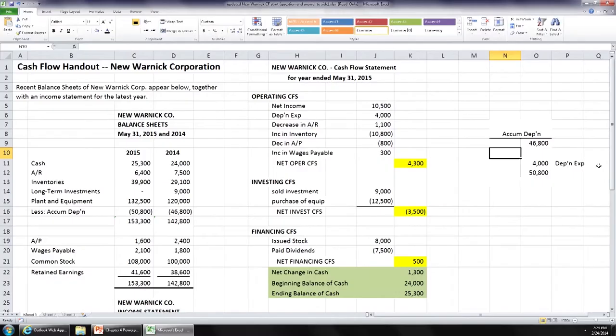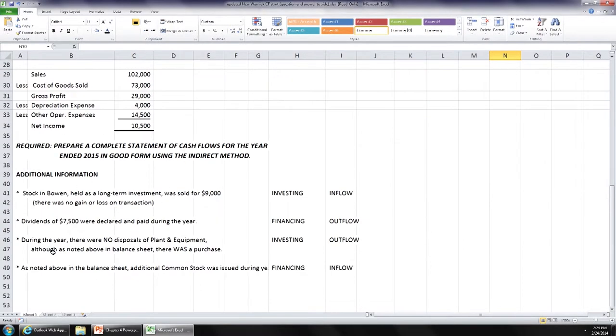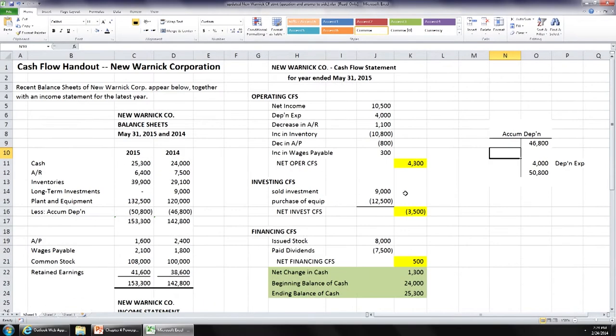Now, I think the problem said specifically, if you go to the bottom, we did not dispose of plant and equipment. Is that correct? So we know that this amount is zero. They told us, okay? I'll write that. Disposal of assets, of fixed assets, okay?